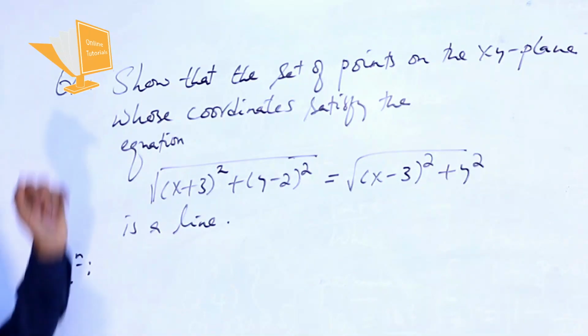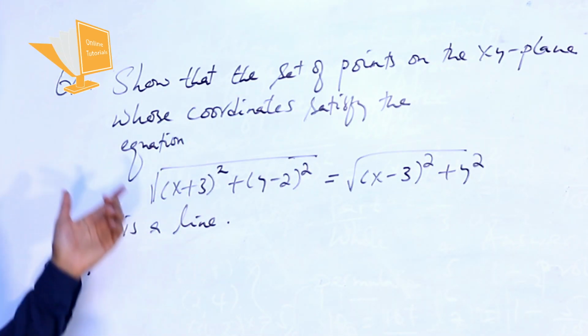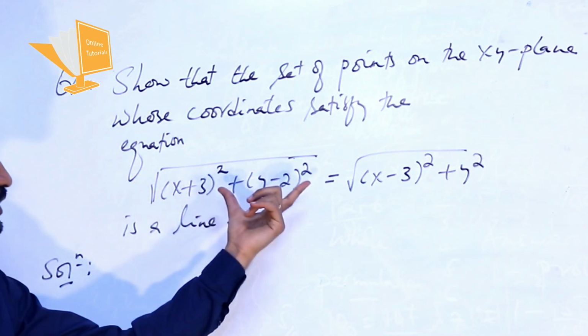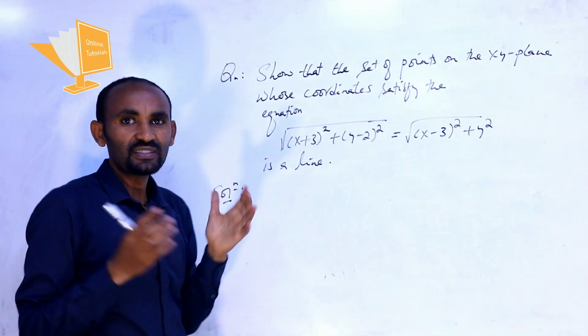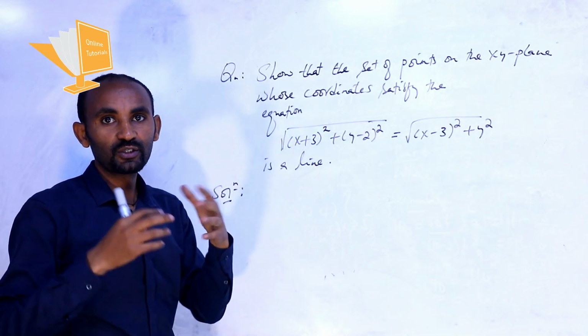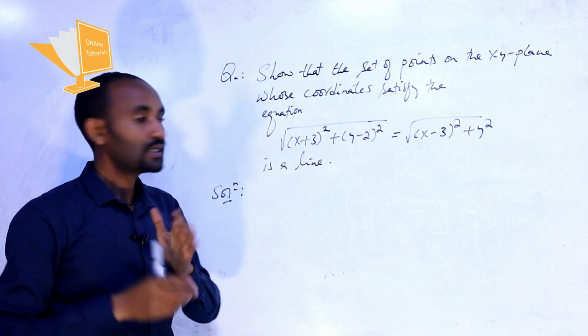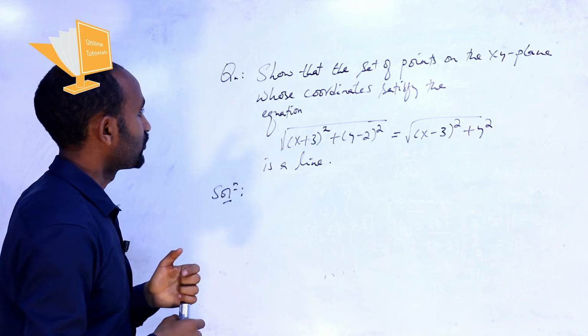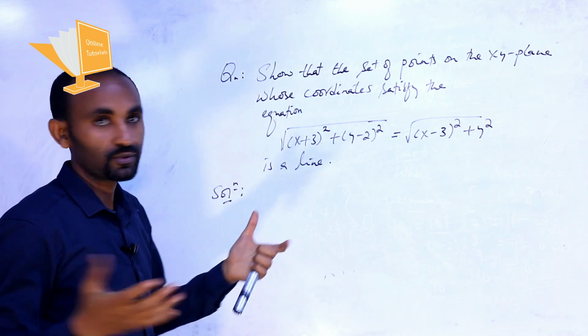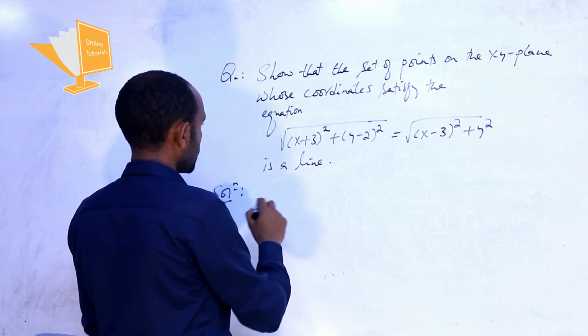Show that the set of points on the xy plane whose coordinates satisfy this equation is a line. So what is a line? A line is a set of points on the xy plane having a certain direction and, of course, having a constant slope. Okay, so let's see.